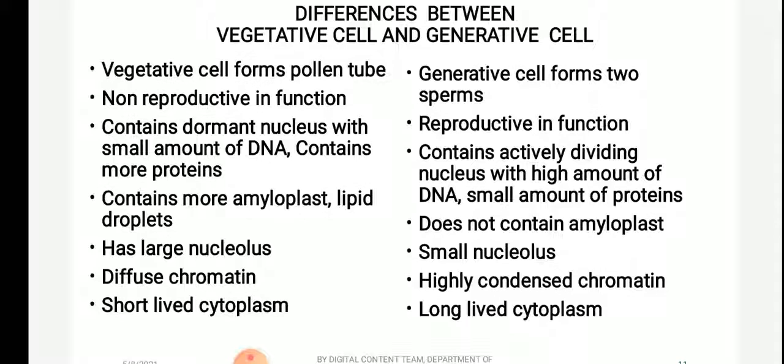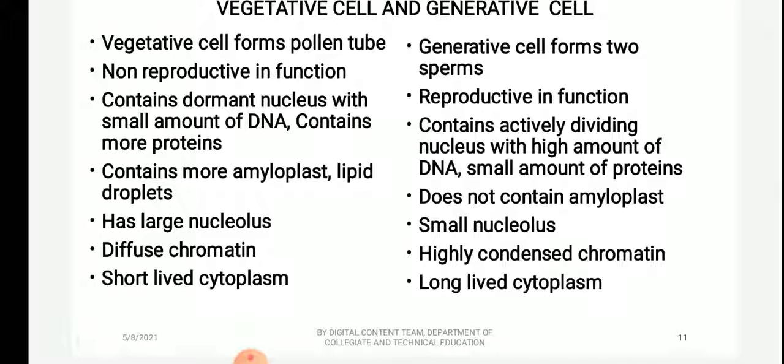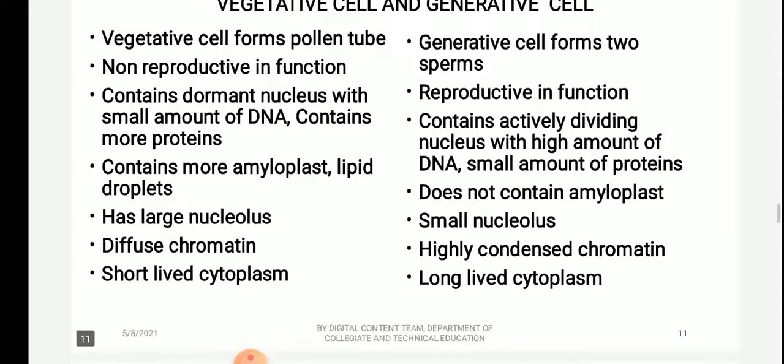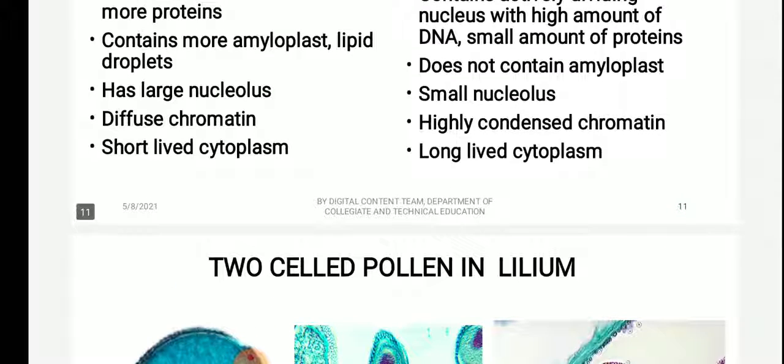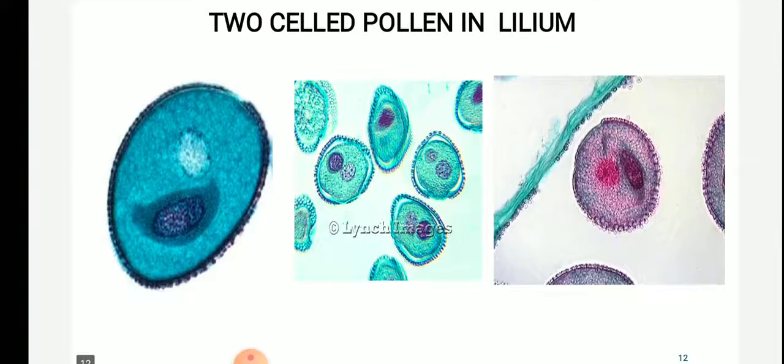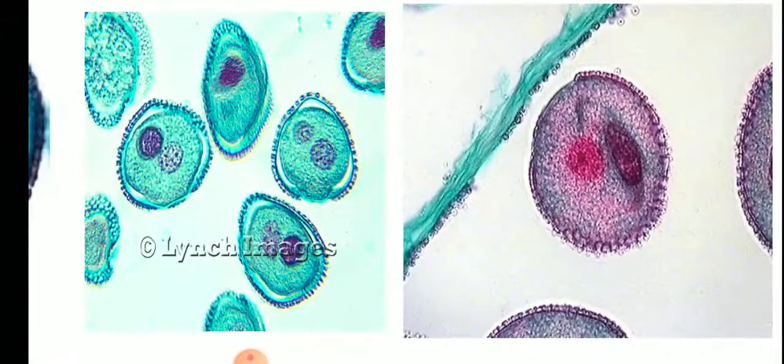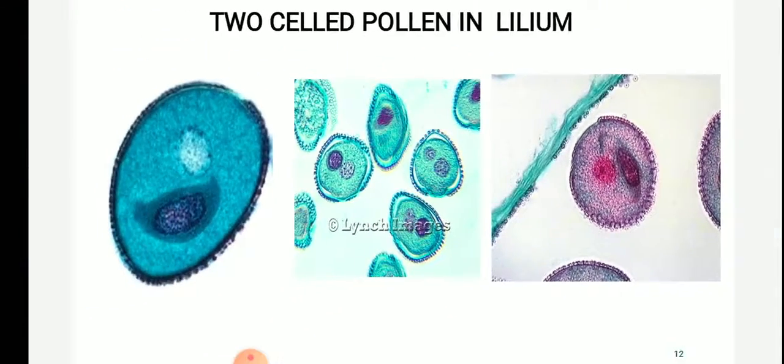Compared to that, the generative cell forms 2 sperms. It is reproductive in function and contains an actively dividing nucleus with a high amount of DNA and a small amount of protein. It does not have much reserve food material. It has a small nucleolus and highly condensed chromatin, and the generative cell has long-lived cytoplasm. These are the photographs of a 2-cell pollen grain in Lilium. You can see the generative cell as well as the vegetative cell in this picture.